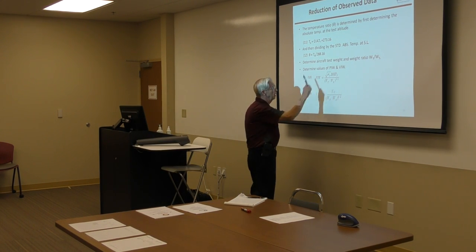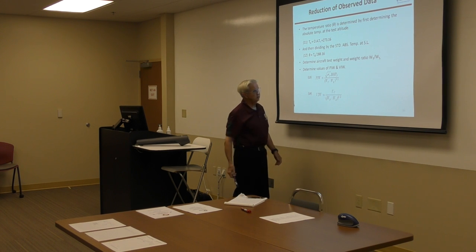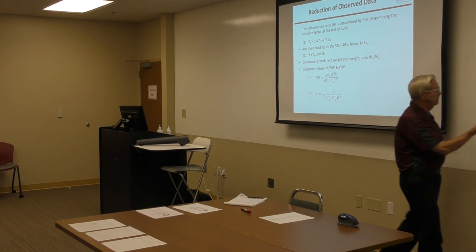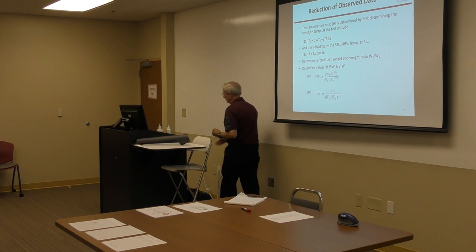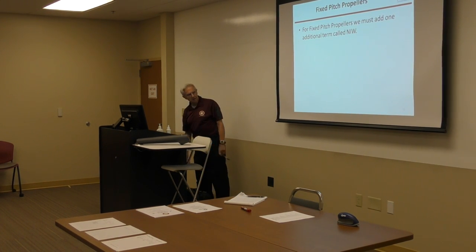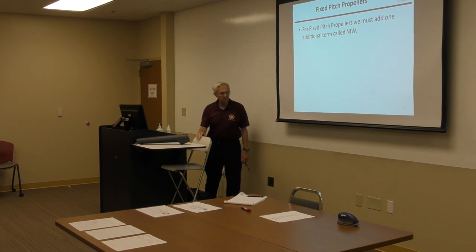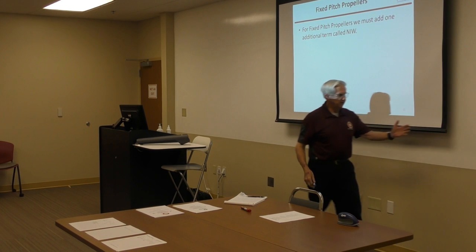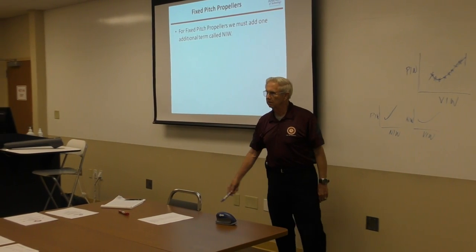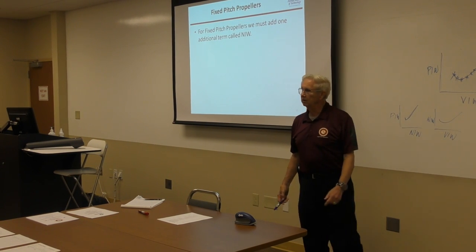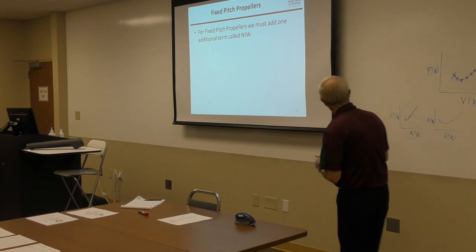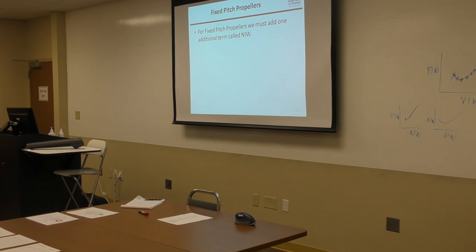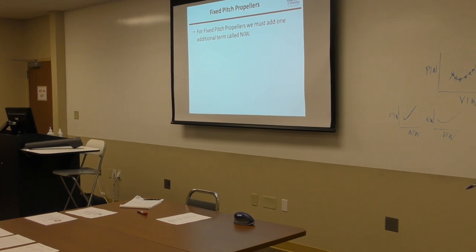Okay, but anyway, here we are with these two equations, and these generate our data points because we're just going to take the values we get there and take them over here and plot them. Well, I mentioned for fixed pitch propellers, we add one additional term, and we call that NIW. And we have to have two sets of curves in order to get what we get with one curve for constant speed propeller airplanes. Now, again, you can take this curve and generate this by using the equations in reverse.